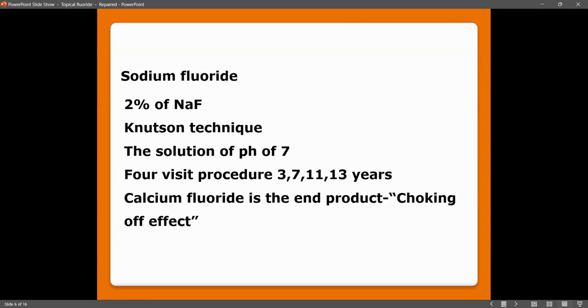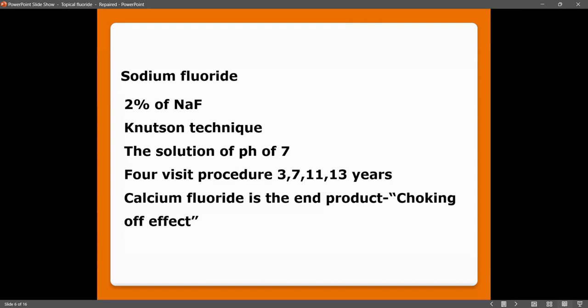Here the technique used is the Knudsen technique, which is an important word. Knudsen technique, remember. The solution pH is 7, which is a neutral solution for sodium fluoride. And there are 4 visits of procedure for sodium fluoride: at 3 years, 7 years, 11 years and 13 years. So remember this term in sodium fluoride, which is called the choking off effect.